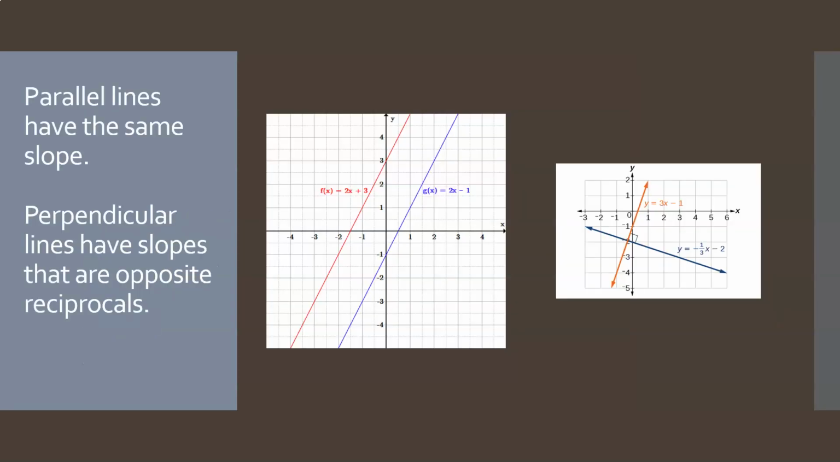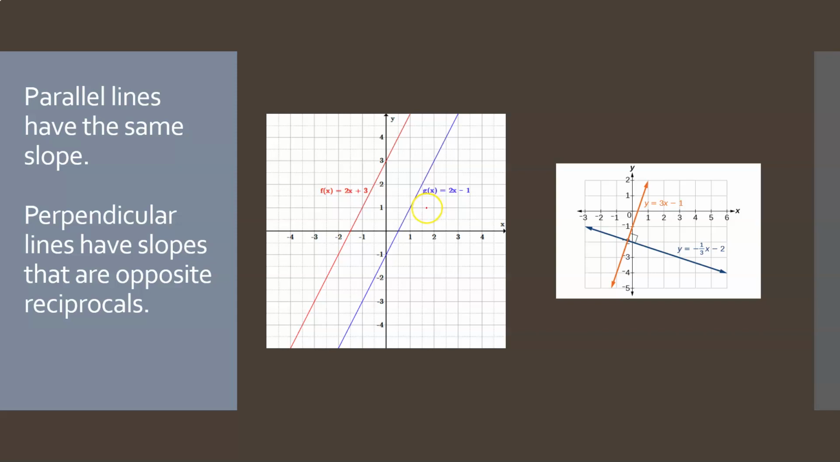So we need to know that parallel lines, which are like railroad tracks, never ever touch, and they always have the same slope. If you look at the picture here, these lines are never going to touch. They run right alongside each other. The slope is 2 in both of those.